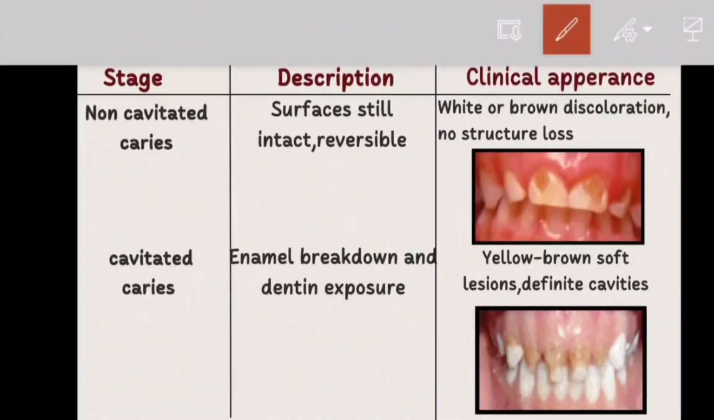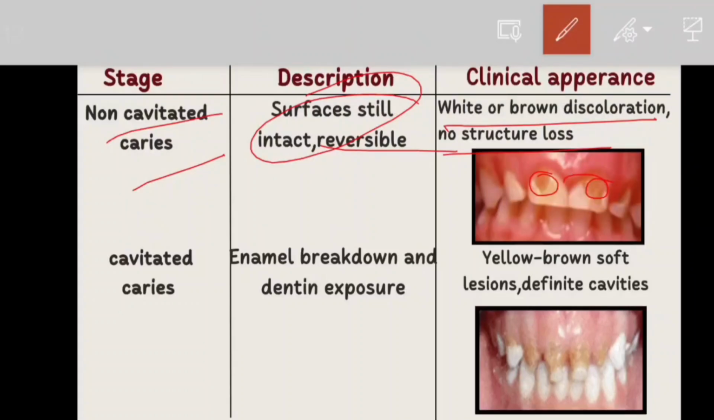Now stage 2, the non-cavitated caries. Here the tooth surface is still intact and can be reversed. The clinical appearance is a white or brown discoloration with no loss of tooth structure. This is a tooth with brown and white discoloration but no cavity. The enamel surface is intact, which means remineralization is still possible. Can this stage be reversed? The answer is yes.